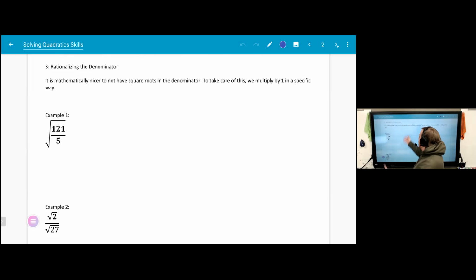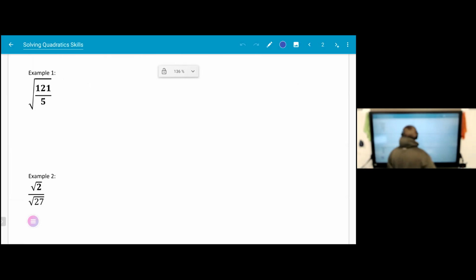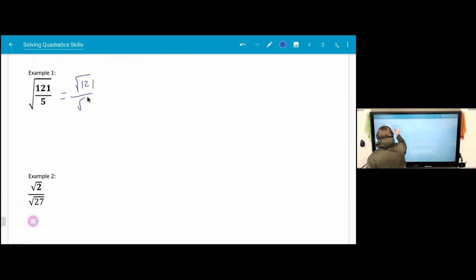What do I mean by that? Let's look at that first example here. Square root of 121. I picked these numbers so well. Divided by 5. We can make this the square root of 121 divided by the square root of 5. We know the square root of 121 is 11, but the square root of 5, you can't simplify that any further. But we don't like that square root in the denominator. So here's what we're going to do. I want to multiply by 1, but not just any version of 1. I'm going to multiply by 1 as a fraction here.